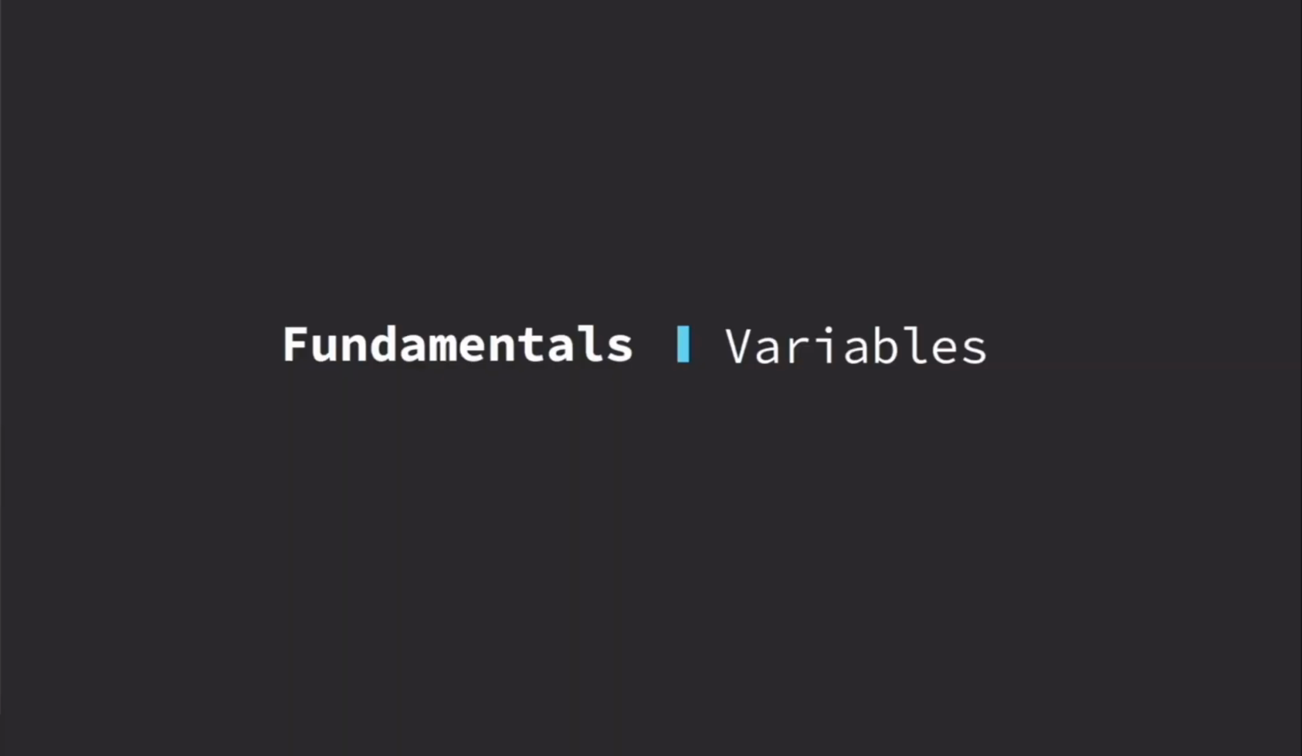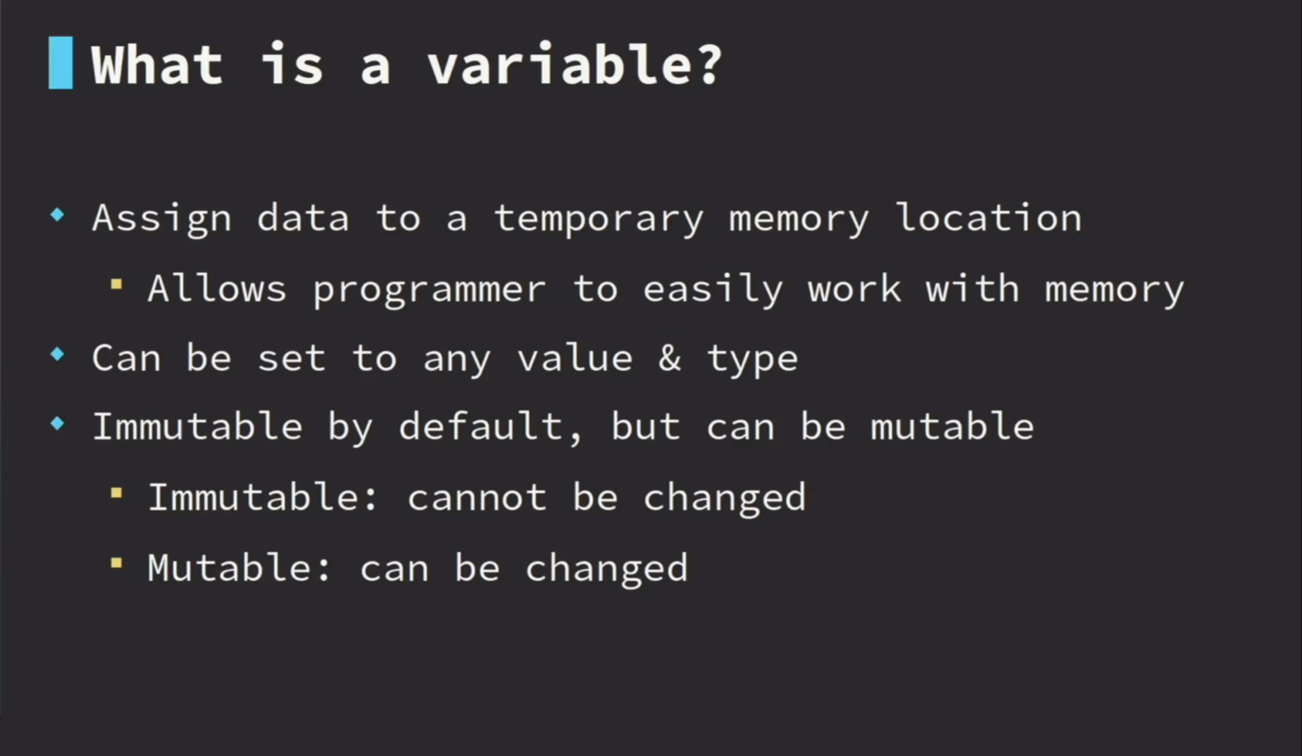Enjoy! In this video, I'll be covering variables. I'll be explaining what variables are, how they help programmers, and how to use variables in your programs. So what is a variable anyway? Variables are a way to assign data to a temporary memory location, which allows the programmer to easily work with memory. So I know we've covered memory in the previous videos. However, all of that can be abstracted away using variables, which keep track of all that for you. This makes it much easier to reason about your programs, since all you need to do is create a variable name, and everything happens behind the scenes.